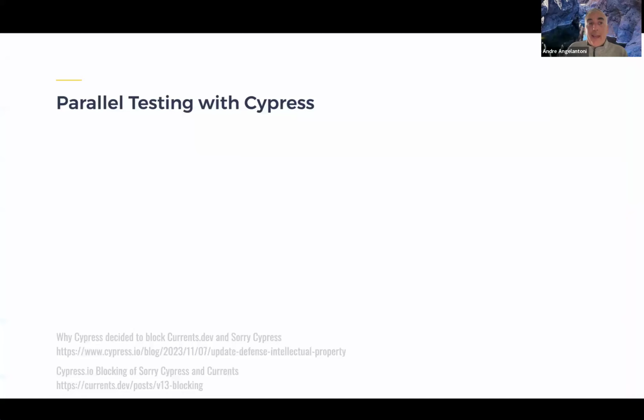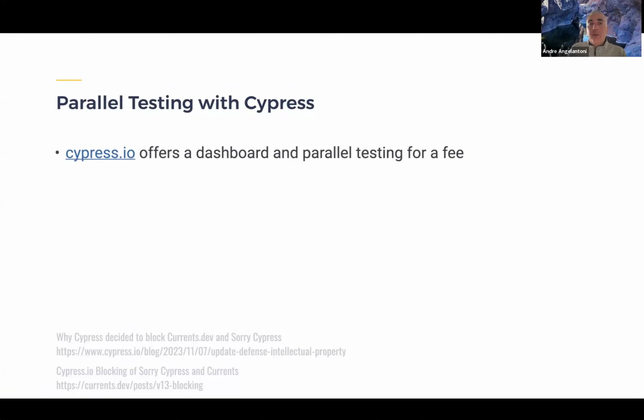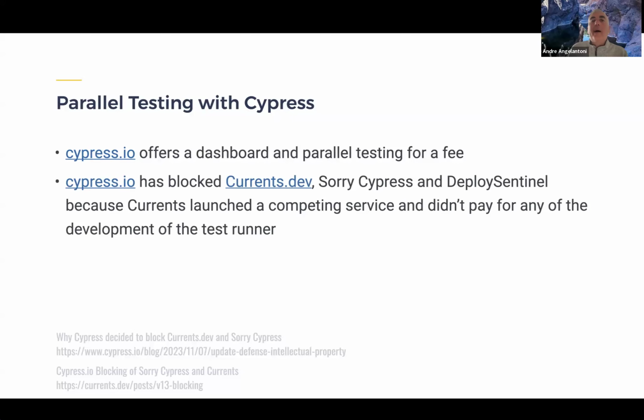Okay, so first of all, you can do parallel testing with Cypress, and it is offered by the company that is behind Cypress, which is a private company. They offer a dashboard, and that allows you to do parallel testing for a fee. For a little while, there was an open source project, with those names, currents.dev, and so on.